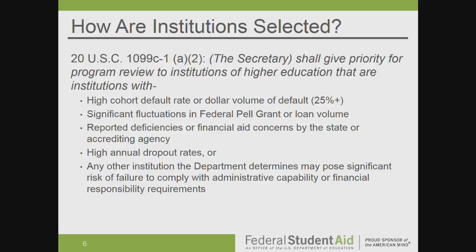The visits could derive from high default rates, higher than 25%, significant increases and decreases in Title IV expenditures that cannot be explained, deficiencies reported by an oversight agency such as your state or accrediting agency, or high withdrawal rates. Some other red flags are deficient audits, knowledge of fraud and abuse, complaints from students or staff, exceeding the 90-10 ratio for proprietary institutions, and reconciliation issues.